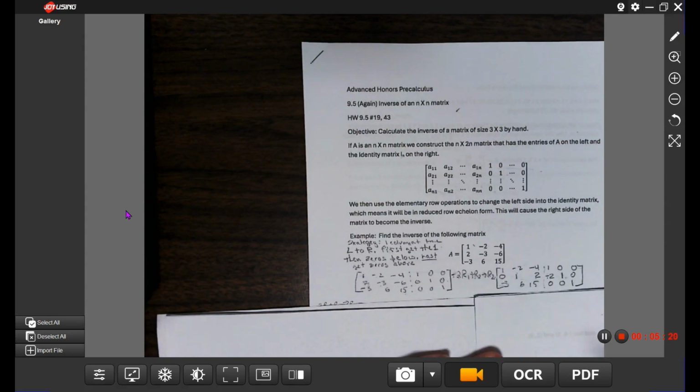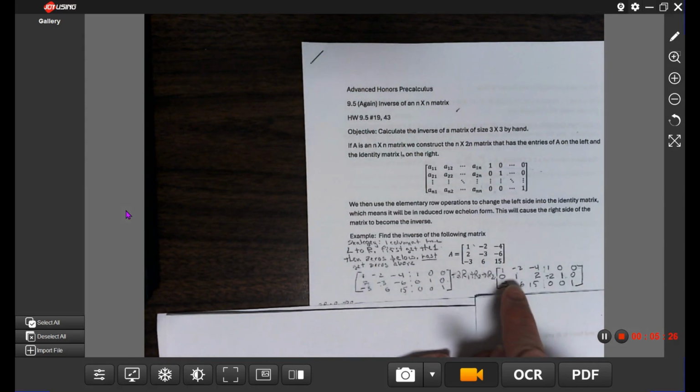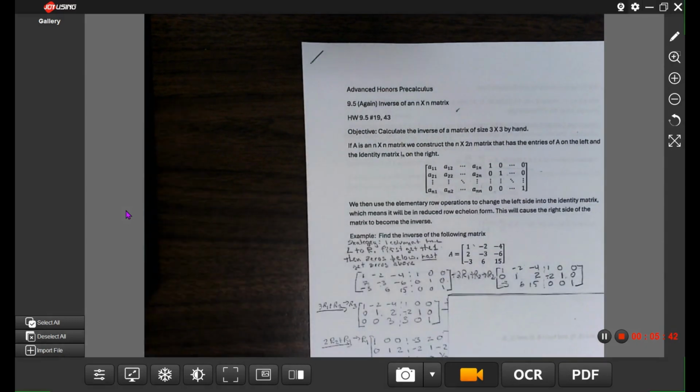So now we need to think about what we need to do next to get the next thing. So I'm still in column 1. I have a 1 where I want it, I have a 0 below, so I need another 0 below here. I'm going to do the same thing, so I'm going to need to multiply row 1 by 3 and add it to row 3 and put it into where row 3 goes.